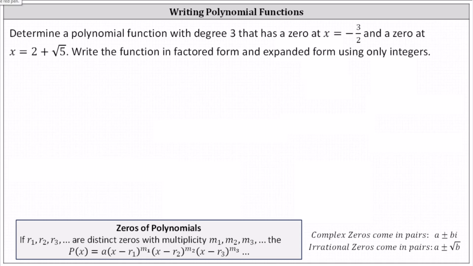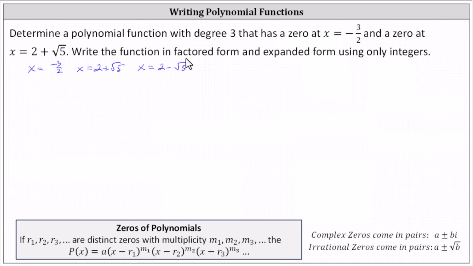Let's first list out all of the zeros, each of which have multiplicity 1. We have a 0 of x equals negative 3 halves, as well as a 0 of x equals 2 plus square root 5. Irrational zeros always come in pairs, in this case in the form of a plus or minus square root b, which indicates if 2 plus square root 5 is an irrational 0, then so is x equals 2 minus square root 5.